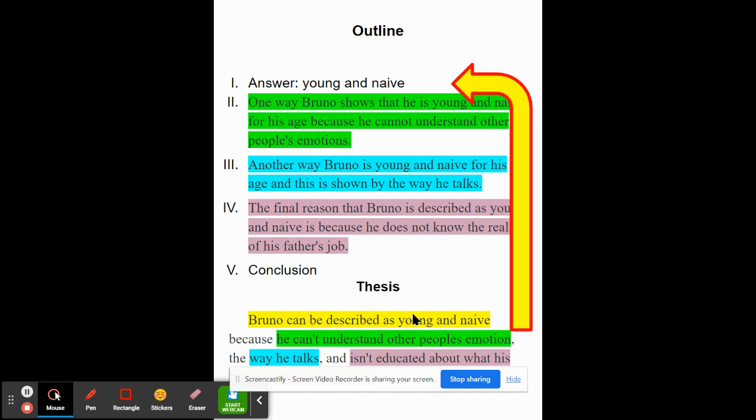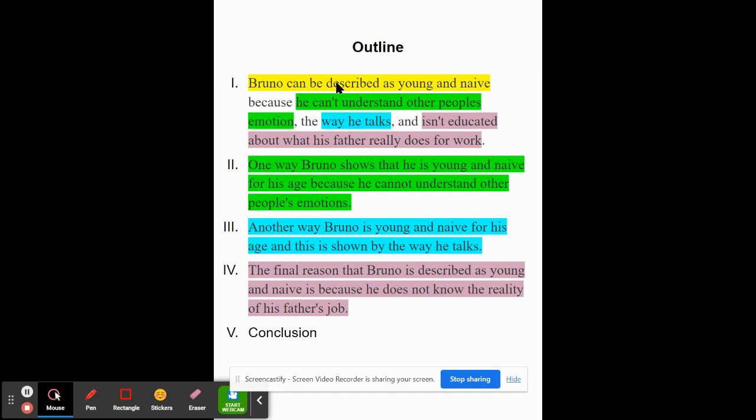The next thing we do is we grab that thesis statement and we go way back up to the top and we stick it in for Roman numeral 1, or in your case, what's going to be the triangle. So we'll substitute that right in there. Bruno can be described as young and naive because, and we've been over that. So you see that we've got the green, the blue, and the rose color.